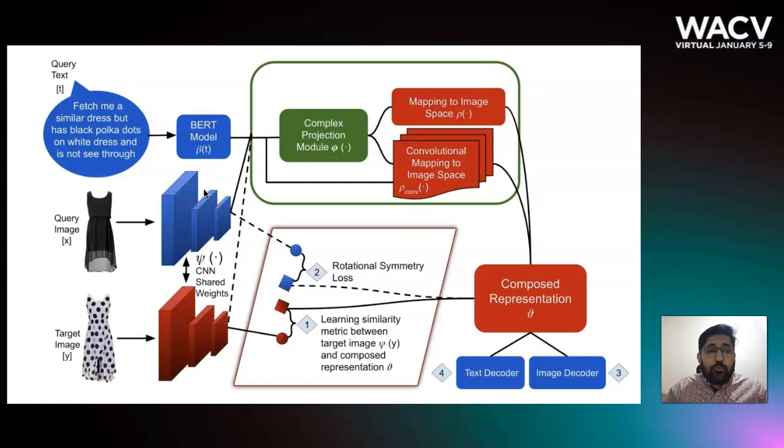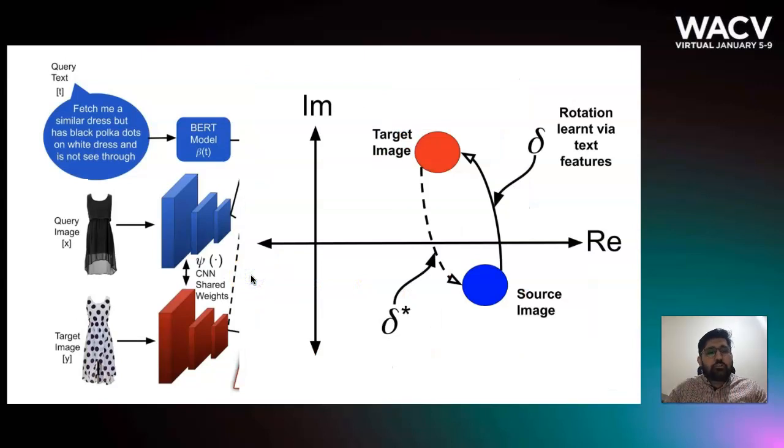Instead, we adopt a novel approach and map these features to a complex space. We propose that the target image is an element-wise rotation of the source image in this complex space. The information about the degree of rotation is learned from the text features. With such formulation, text features take a central role in defining the relationship between the query image and the target image. We learn the composition of these complex vectors and their mapping to the target image space by adopting a deep metric learning approach.